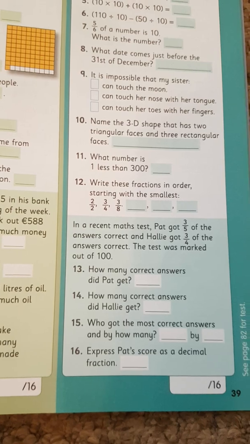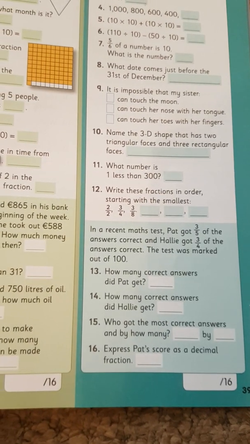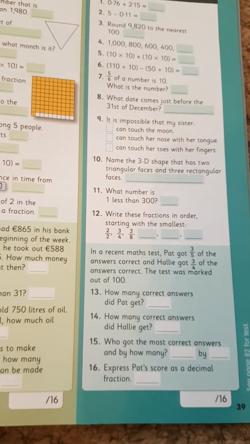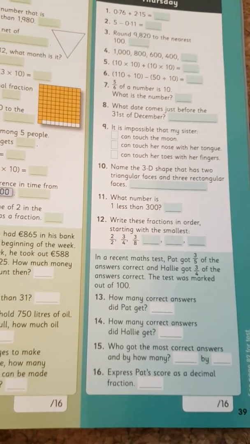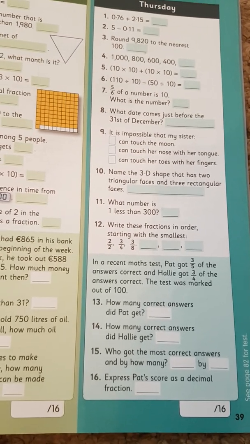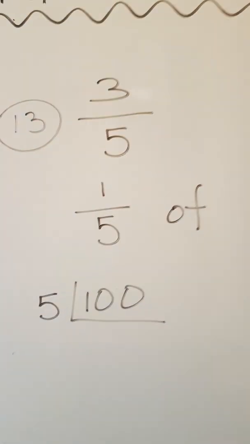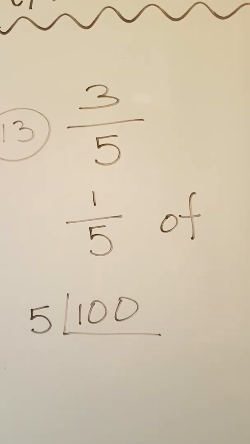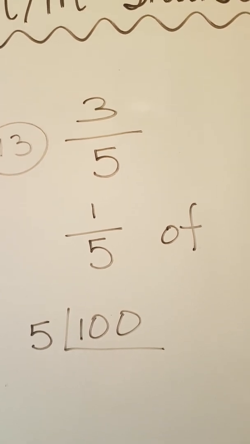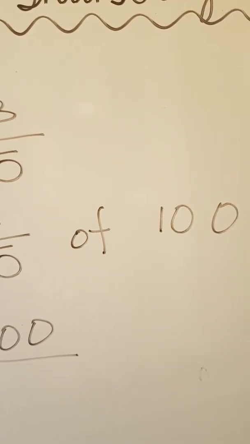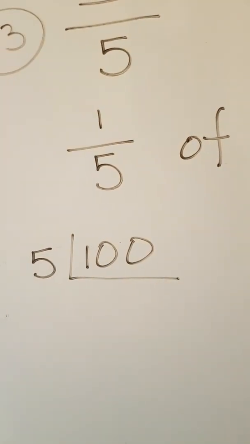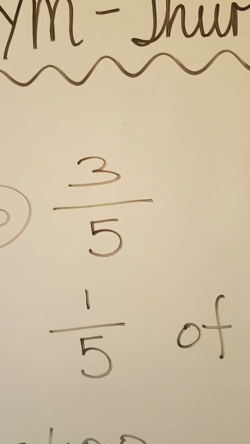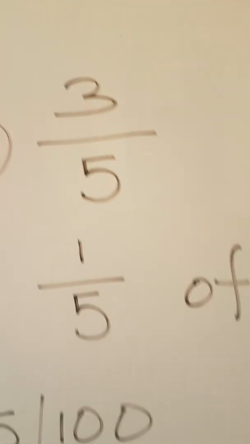Okay, question 13. In a recent maths test, Pat got 3/5 of the answers correct. Hallie got 3/4 of the answers correct. The test was marked out of 100. So how many correct answers did Pat get? So Pat got 3/5, and we know it's 3/5 of 100. So the first thing we need to do is find 1/5 of 100. So to do that, we will divide by 5, 100 divided by 5. So remember, we're just going to be dividing by the bottom and then multiplying by the top. That's how we find a fraction of a number.